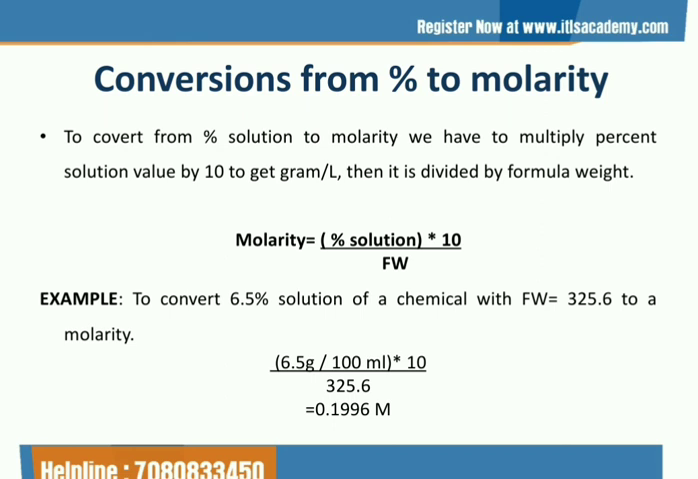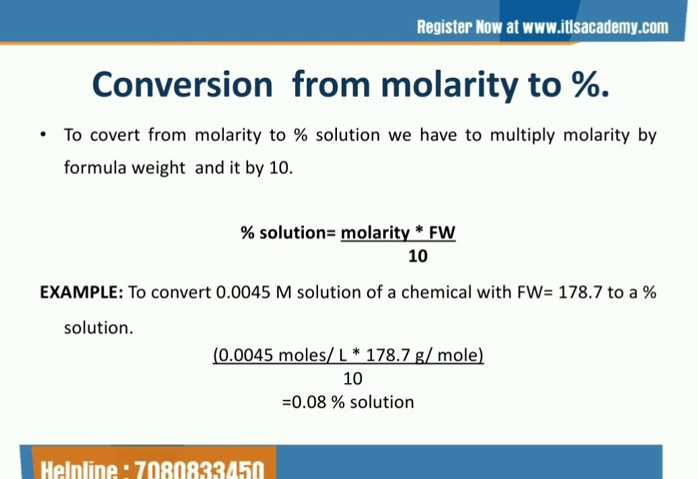Let's see one example over here. To convert a 6.5% solution of a chemical with formula weight 325.6 to a molarity, the solution is given in percent, 6.5%. So we will convert it into 6.5 grams divided by 100 ml, into 10, divided by formula weight, and we will get the answer.